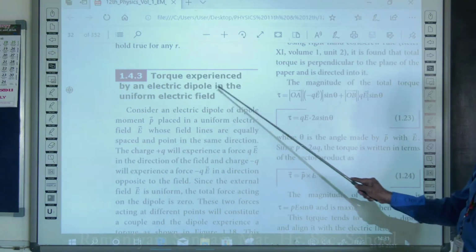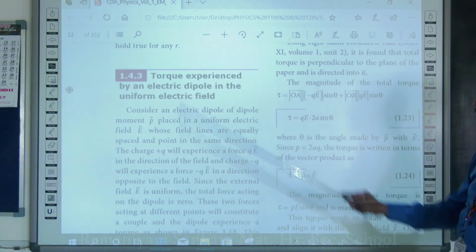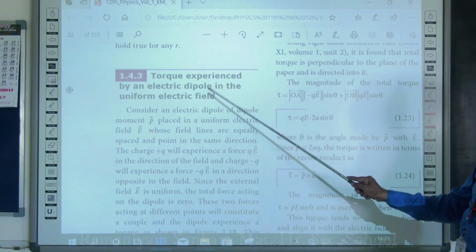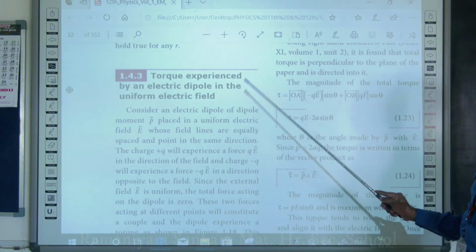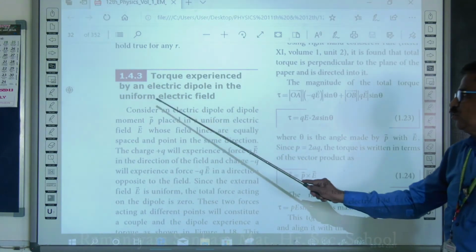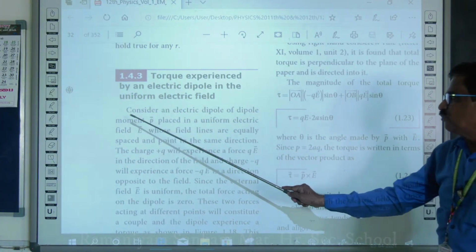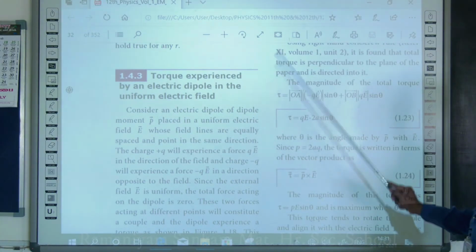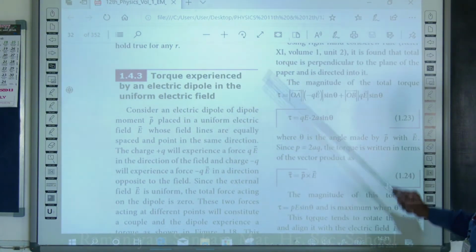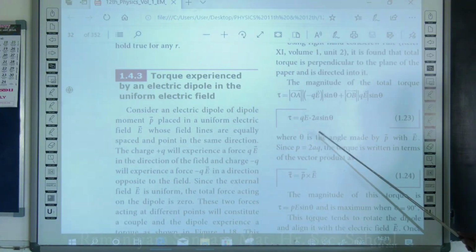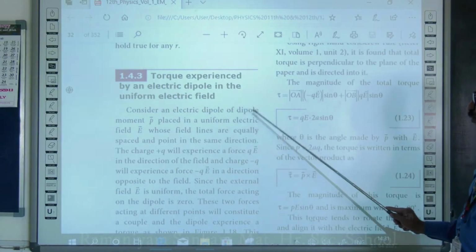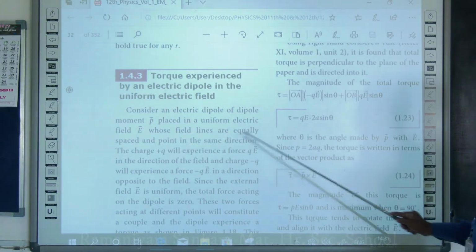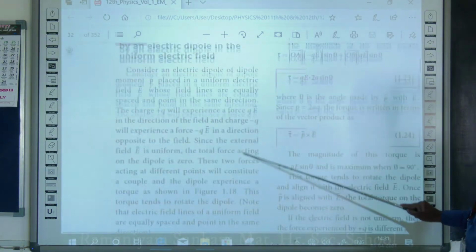So the electric dipole experiences some torque when it is kept in a uniform electric field. The electric dipole already has positive and negative charge. In the uniform electric field, from minus q to plus q, tail to head, when you keep the dipole, it will align making an angle theta, that you are going to find out. So consider an electric dipole of dipole moment p vector placed in a uniform electric field E, whose field lines are equally spaced and point in the same direction.